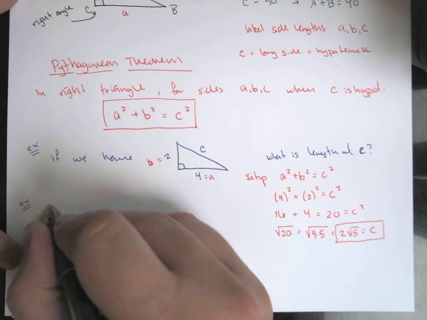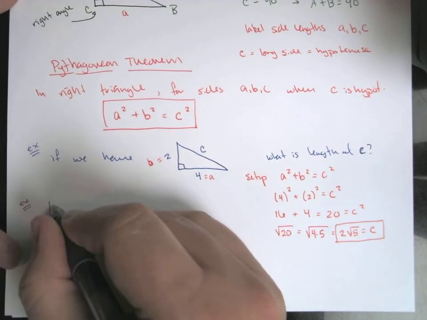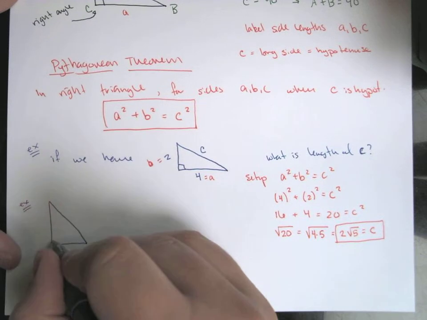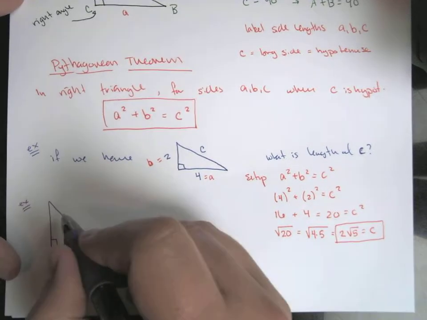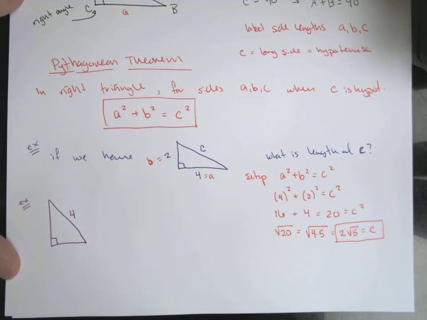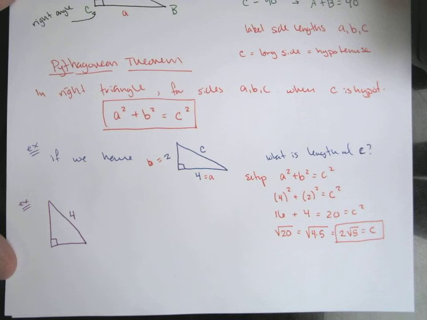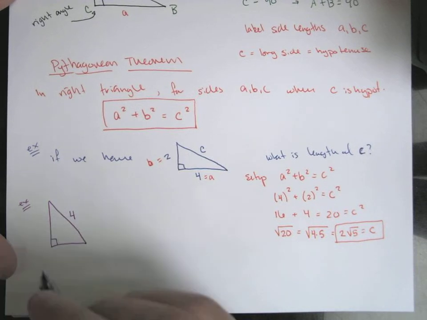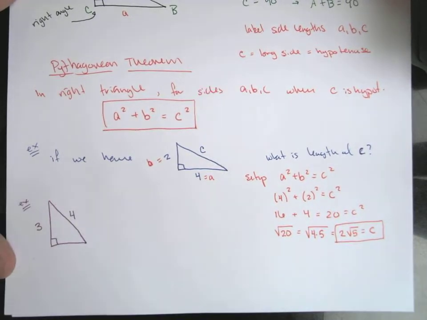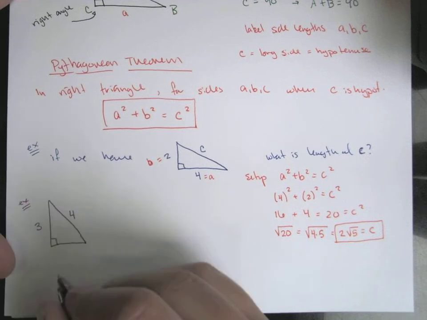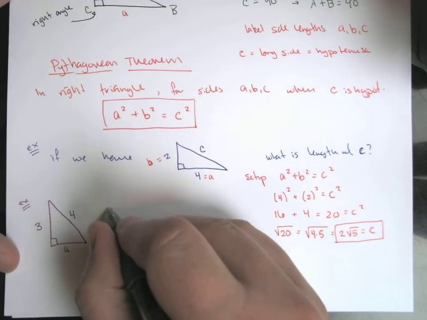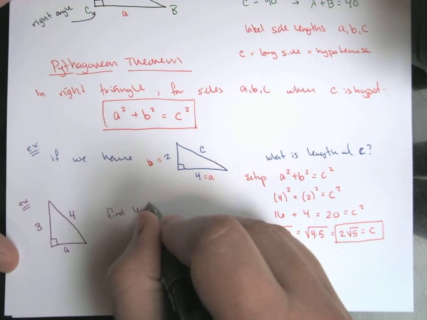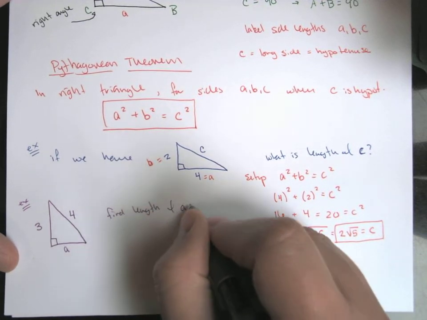Let me do another setup. Let me change a little bit what this triangle looks like. That's not a very big change, right? This angle is still down there in the corner. But let's say maybe now the long side is 4. And I don't know, maybe this is 3. So what would be this missing side, which would be A in our correspondence? So find the length of A.